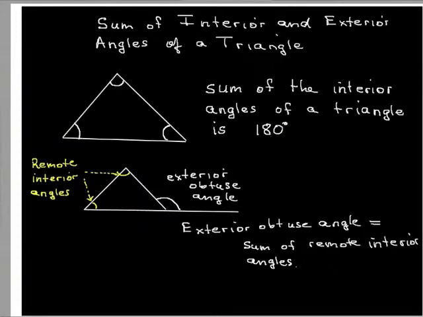Let's review the interior-exterior angles of the triangle. The sum of the interior angles of the triangle is 180. This is the exterior obtuse angle, and the two interior angles farthest from the exterior angle are called remote interior angles. The exterior angle is equal to the sum of the remote interior angles.